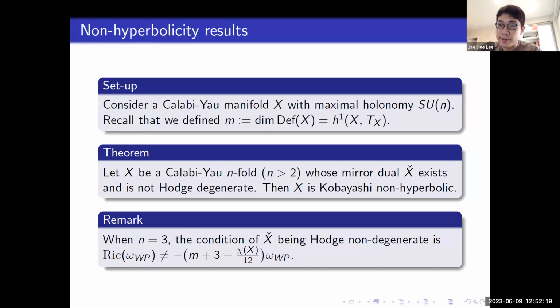May I ask a quick question about the last step of your argument? Is the Gromov-Witten invariant in this case actually enumerative? Is it actually counting the number of, say, holomorphic curves inside your variety?